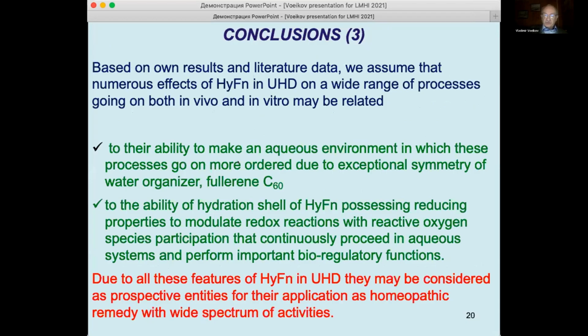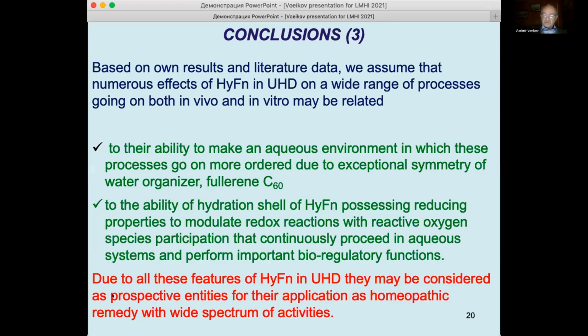And finally, basing on our own results and literature data, we assume that numerous effects of hydrated fullerene in ultra-high dilution on a wide range of processes going on both in vivo and in vitro may be related first to their ability to make an aqueous environment in which these processes go on more ordered due to exceptional symmetry of water and fullerene C60, and to the ability of the hydration shell of fullerene, possessing reducing properties, to modulate redox reactions with reactive oxygen species participation that continuously proceed in aqueous systems and perform important bioregulatory function.